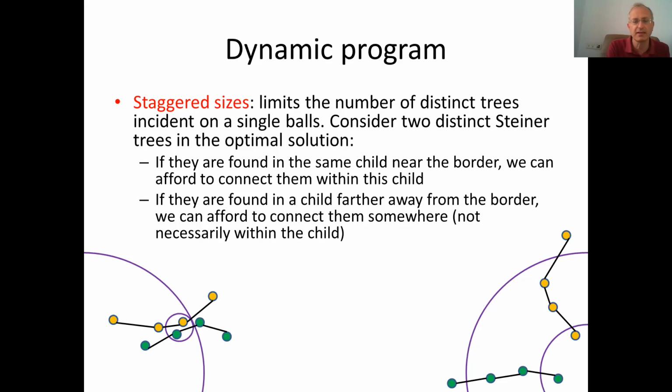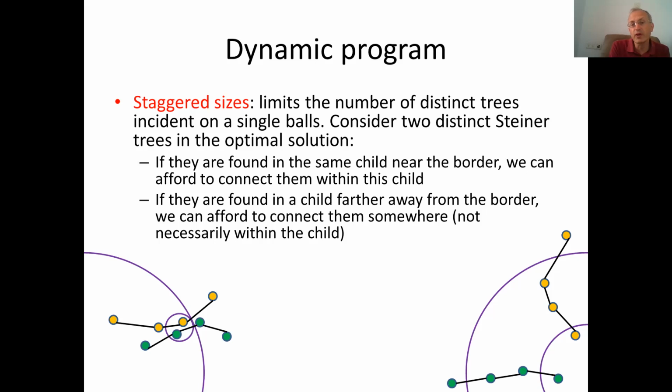Okay, there's two cases to consider. If two distinct Steiner trees in the optimal solution are found in the same child ball near the border, there aren't a lot of child balls near the border. Okay, and they're very small. So you can actually afford, in the picture on the left, to connect those two trees. And now they're one tree, which makes the problem much easier. You don't have to worry about a lot of trees going in and out. There's one tree that's going in and out several times.